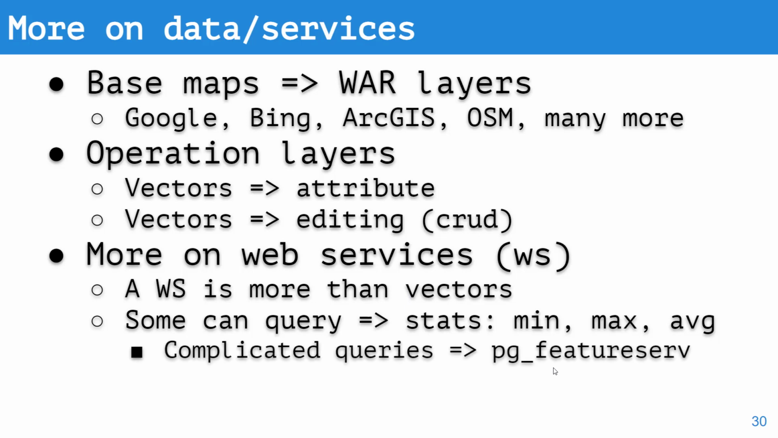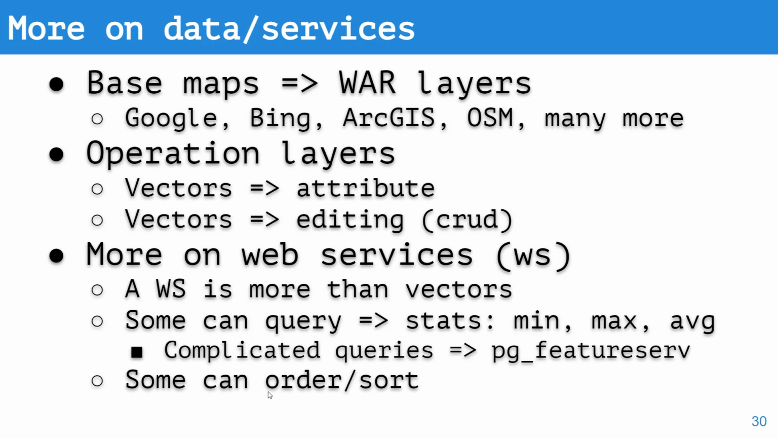And something like pg_featureserv can do really complicated queries. You could call a custom function and have it take some points, buffer them, intersect them with another data set, and do some group bys, and sum up some vegetation categories or something. So it all depends on what you do and what these services allow you to do, and they can get a lot of work done for you at the same time.